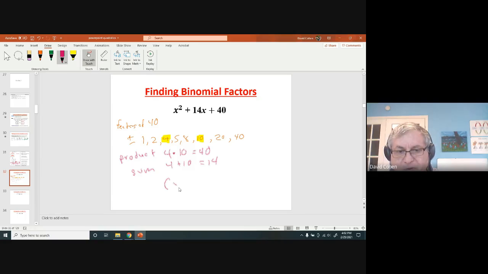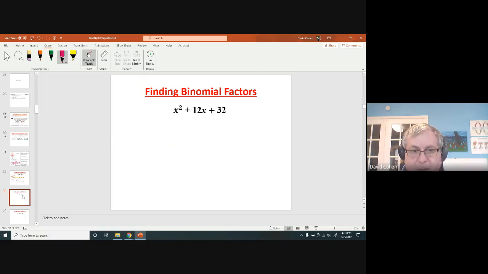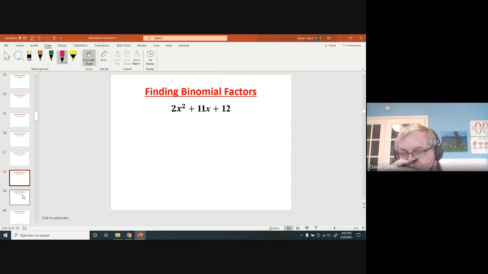And so I'll use both those numbers, x plus 4 times x plus 10. I will let you pause the video if you'd like to do the FOILing and see if it equals the original equation. Let's look for something a little different here that has a coefficient, a leading coefficient, that is something other than a 1.